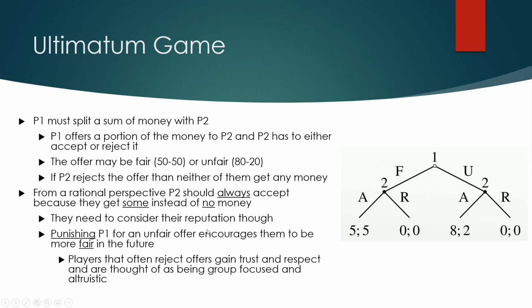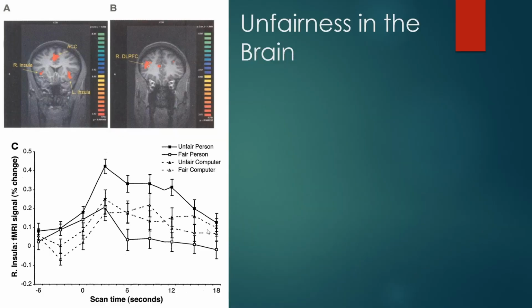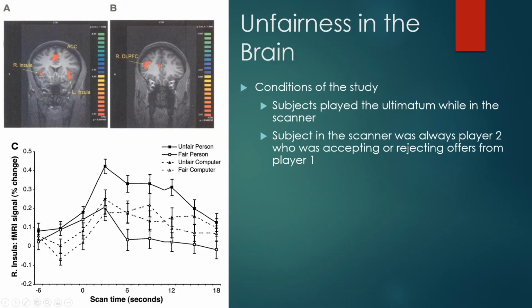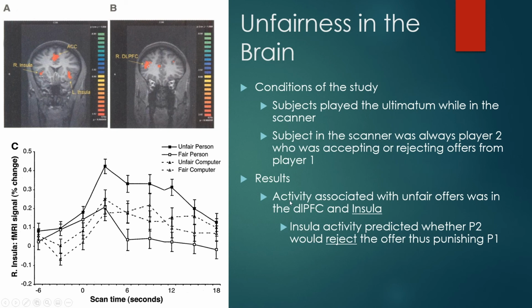It's really interesting. They've done studies with this in the scanner. They had people play the Ultimatum game while they're in the scanner, and the subject who was in the scanner was always player 2. So they were either accepting or rejecting offers from player 1. What they found was that there was this activity, and don't worry too much about the DLPFC. It could just be tracking the game itself. But there was this activity in the insula that was tracking these unfair offers. The degree to which the insula was active predicted whether they were going to reject. So if the insula was really active, it was really likely that player 2 was going to think that was unfair and was going to reject it.